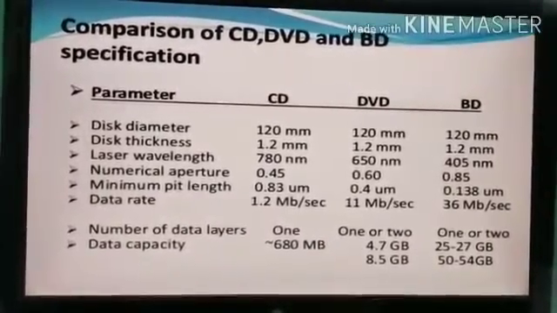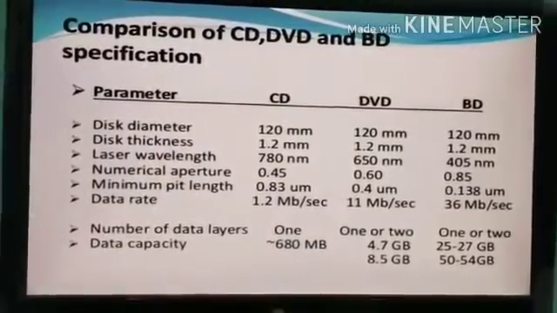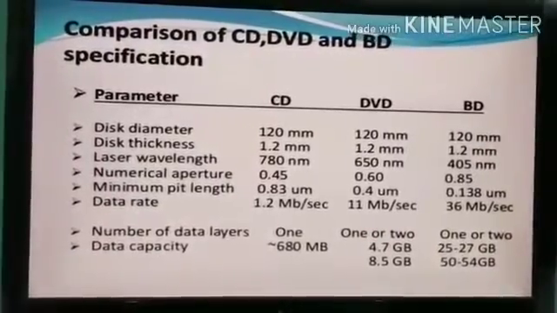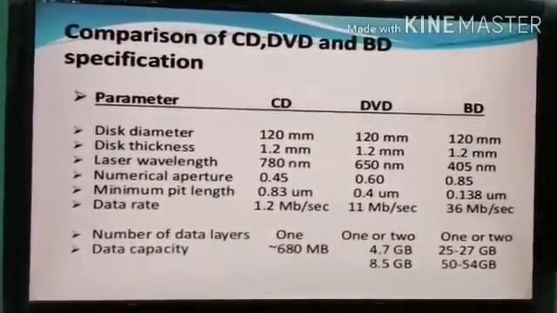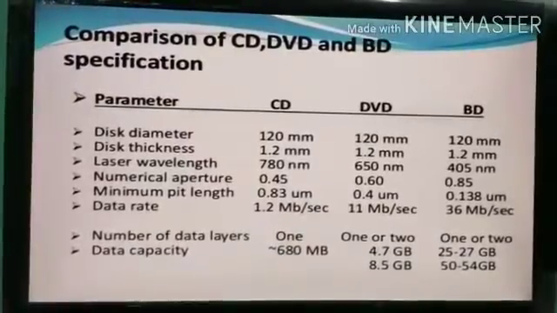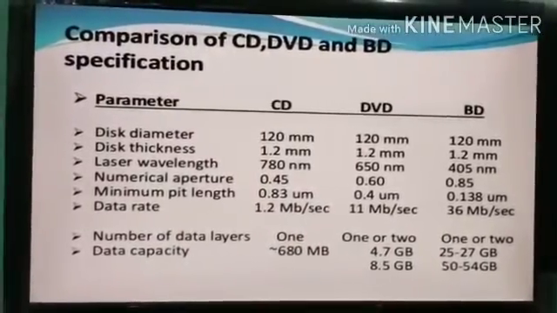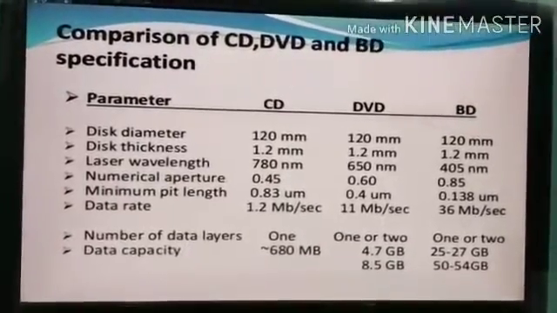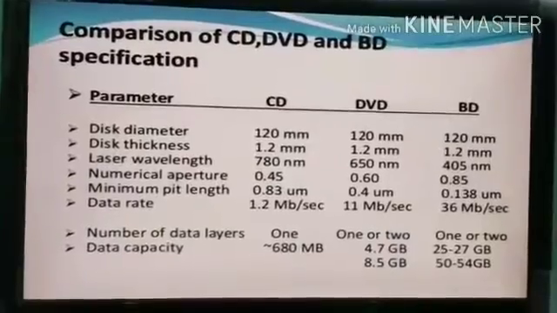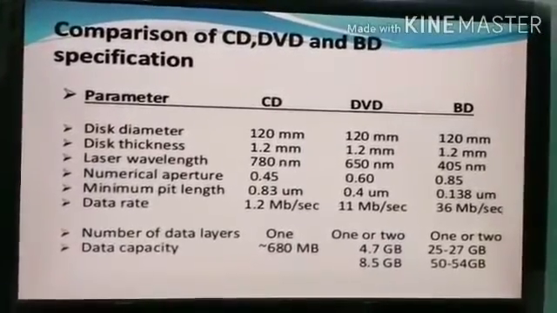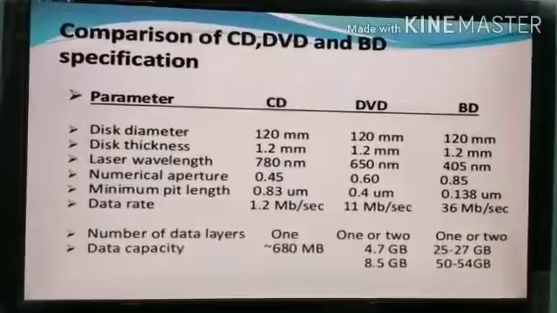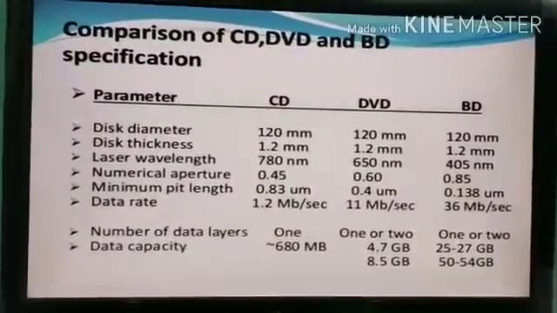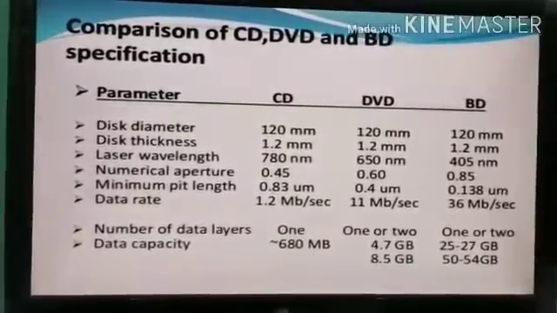And the transfer data rate, meaning writing and reading data from CD, DVD or Blu-ray disc, you can see: from CD we can read and write at a data rate of 1.2 MB per second. In DVD it is 11 MB per second, and in Blu-ray disc we can see 36 MB per second. It means writing data on Blu-ray disc and reading data from Blu-ray disc is much faster than the CD and DVD. Blu-ray disc is using a blue laser technology, and the CD and DVD use the red laser technology.